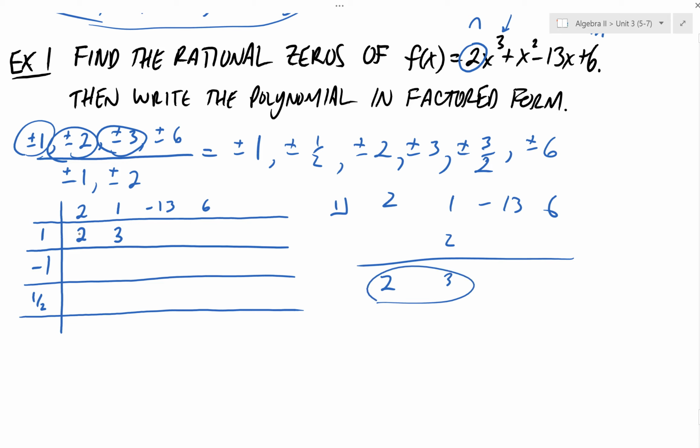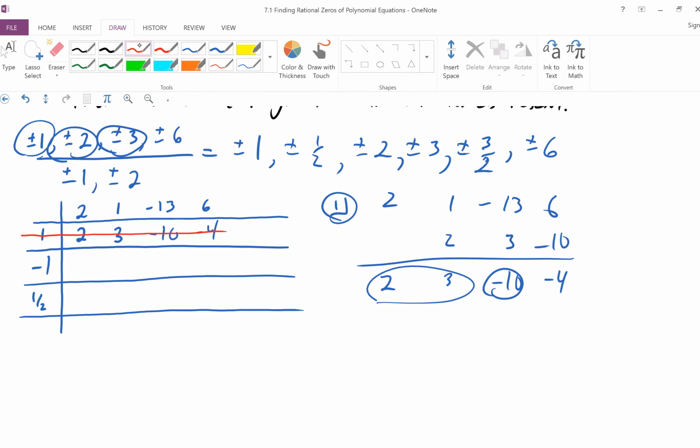So then we multiply again, we get 3. Add it to negative 13, and we get negative 10. So we're doing this step. We get 3. Add, we get negative 10. Okay? And then 1 times negative 10 is negative 10 plus 6, negative 4. So that's this step. This times this is negative 10. Add, and you get negative 4. So since we didn't get 0, that means this one didn't work. Okay? So we tried 1. It didn't work. Okay? So let's try negative 1.